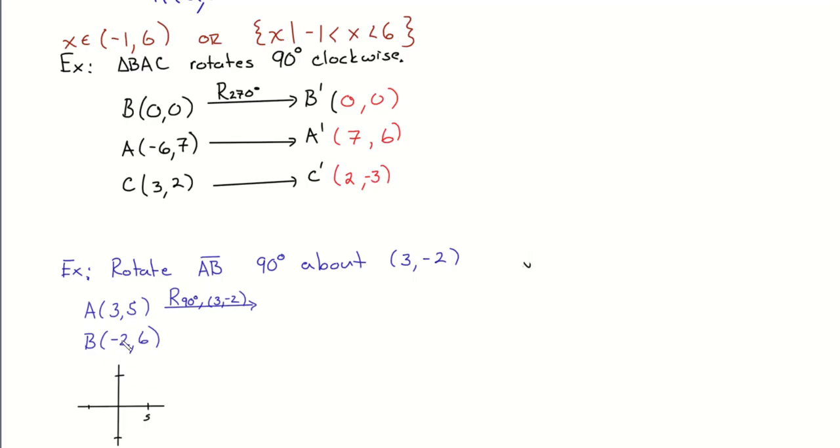Now, if I were to look at this segment AB, (3, 5) lives about here. So there's A at the point (3, 5). I'll make that a little bit more clear. A is the point (3, 5). And (-2, 6) lives about here. So here's B at (-2, 6). Okay, there's my segment.